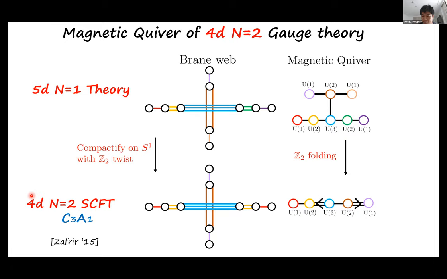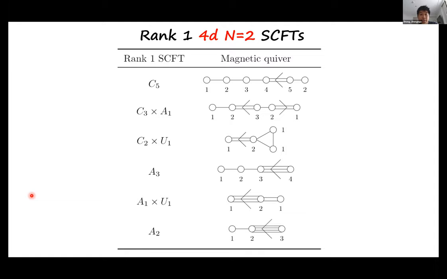And by repeating this procedure, it allows us to find all the magnetic quivers that correspond to the classification of rank 1 4D N=2 SCFTs. All right, so finally, notice that all the magnetic quivers here are only made up of unitary gauge groups. So these and the ones above, I only looked at unitary gauge groups so far. But magnetic quivers are not limited to unitary gauge groups. We can have other types of gauge groups as well.